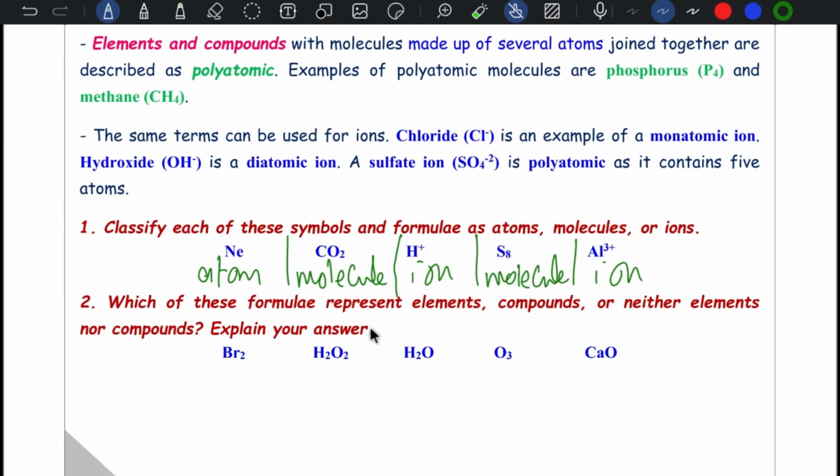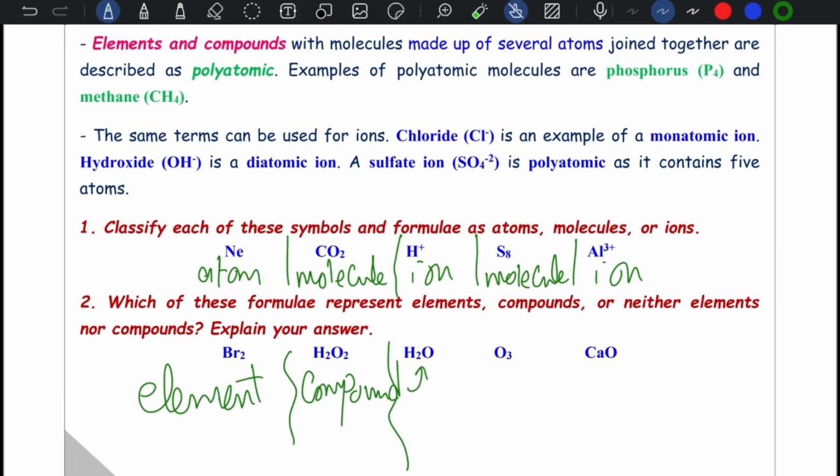Next question. Which of these formulae represent elements, compounds, or neither elements nor compounds? Explain your answer. Bromine is considered an element, same type of atom. H2O2, compound. The same as in the case of water, compound also. O3, ozone, is considered an element. And calcium oxide is considered a compound.